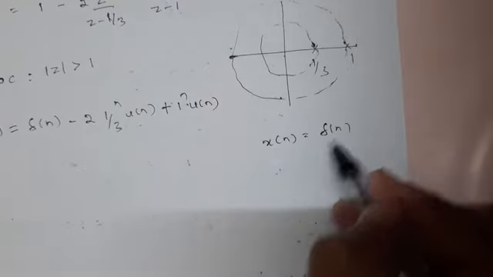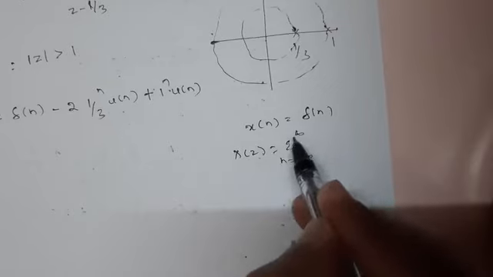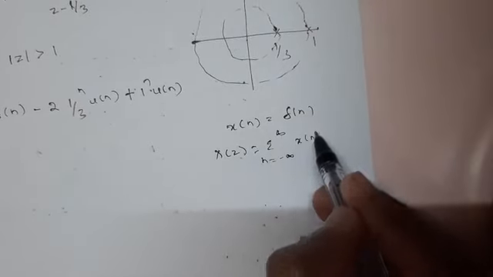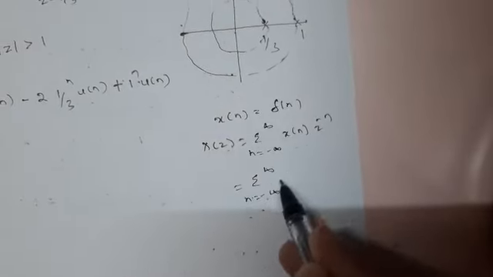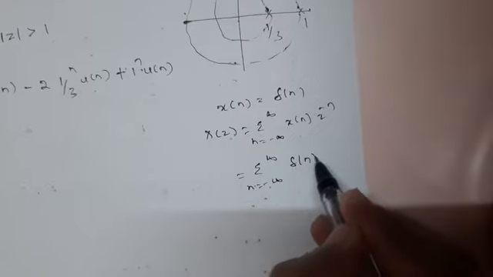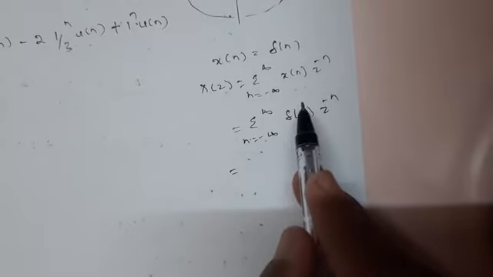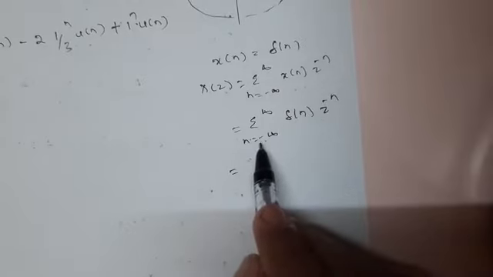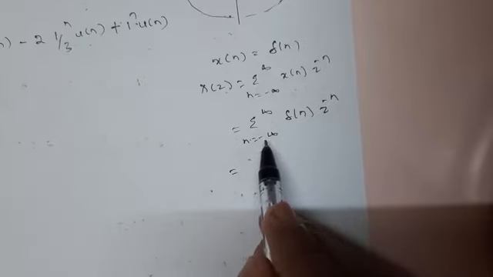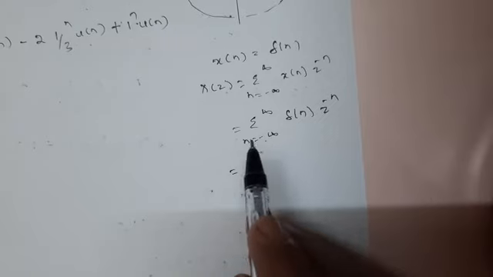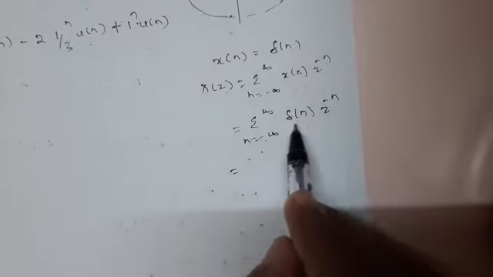given x of n is del of n, so x of z, summation n equal to minus infinity to plus infinity, x of n z to the power minus n is our z transform equation. What is x of n? Given x of n is del of n, z to the power minus n, and what is this? Del of n, you know that its value is 1 only at n equal to 0. But the equation is minus infinity to plus infinity, that is from minus infinity to minus 1 all the values are 0, and from plus 1 to plus infinity again all the values are 0 except at n equal to 0 whose value is 1.